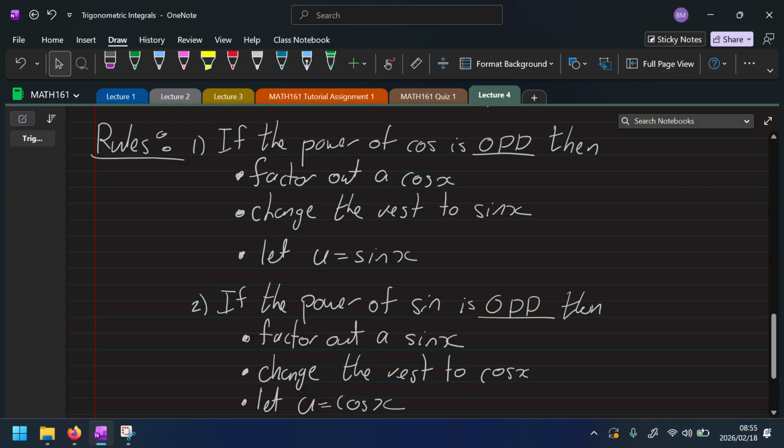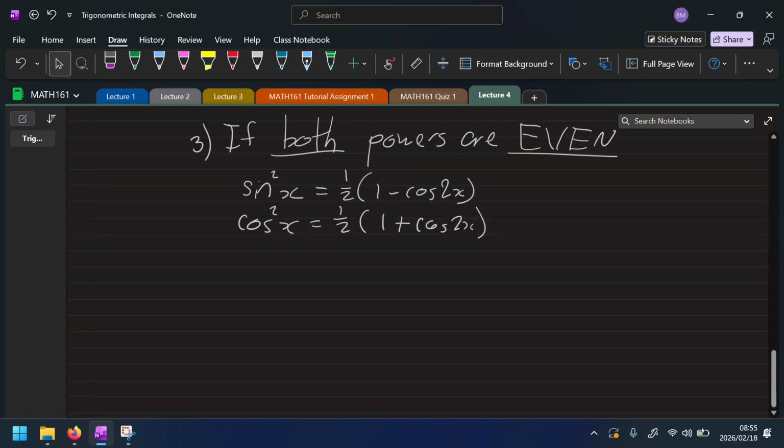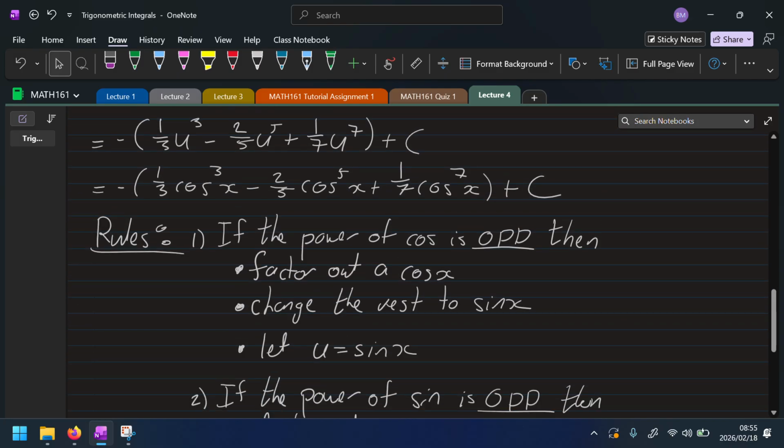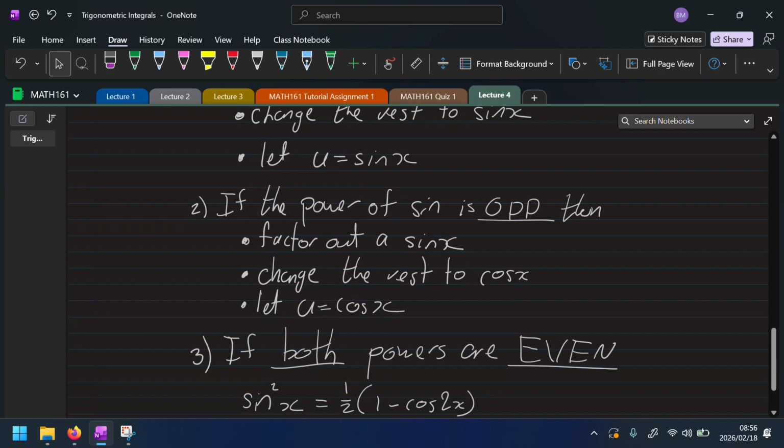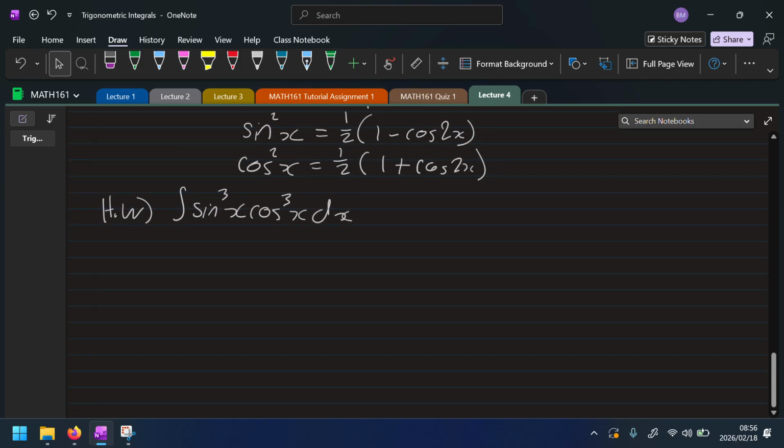They both work. So if both of them are odd, you can either follow number 1 and treat cos as odd and follow those steps, or you can treat the sine as odd and follow number 2. You'll get the same thing. So I'll leave that as a little homework exercise. So the integral of sine cubed cos cubed. Both are odd. So for homework, you're going to follow number 1. You're going to see cos is odd and follow those steps. And then you're going to do the same thing with number 2, where sine is odd. Okay, so homework.